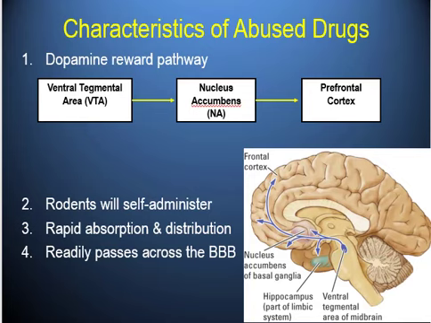Some characteristics of abused substances. So pretty much all substances that are going to be abused and that could potentially become addictive stimulate a very specific pathway in the brain. Now, this does not mean it's the only part of the brain that's stimulated. It's just this pathway is very, very important for addictive substances, and we call it the dopamine reward pathway.